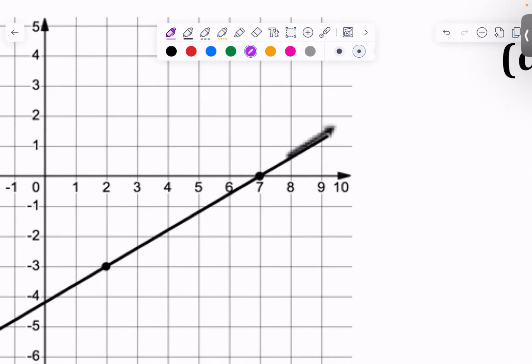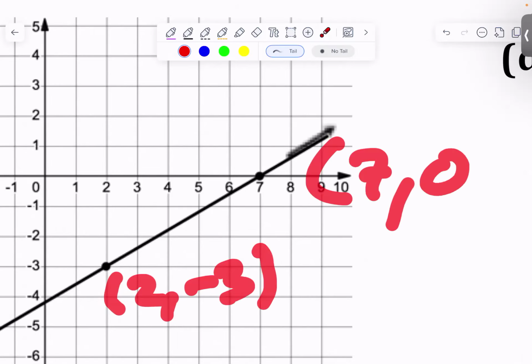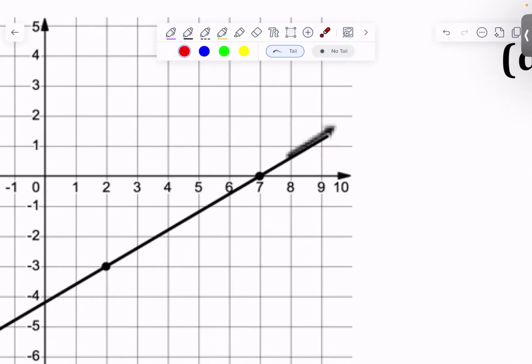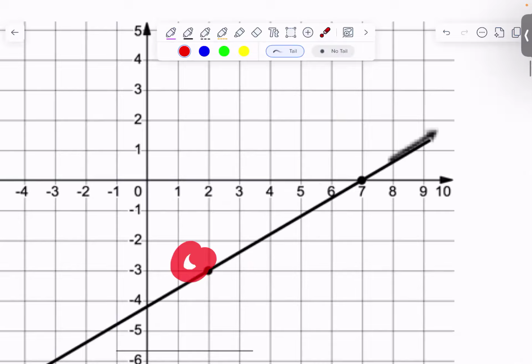You can make this your x sub 1, y sub 1, and this your x sub 2, y sub 2. So (2, -3) and (7, 0). You can do that and it's fine, or you can use rise over run since we have the graph at our disposal. Now, I want to show you both ways. So you can either start with this point and then work your way over to this point, or you can work backwards. It doesn't matter which one you do.